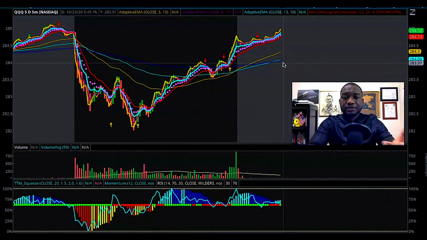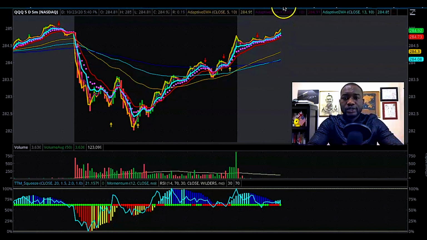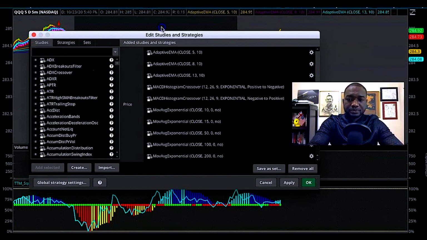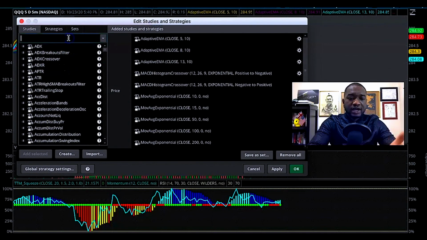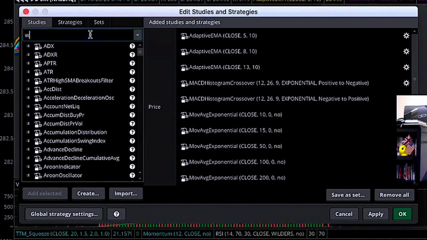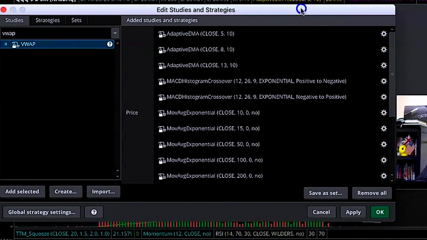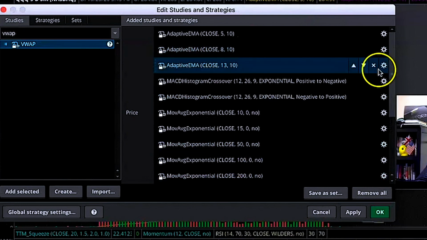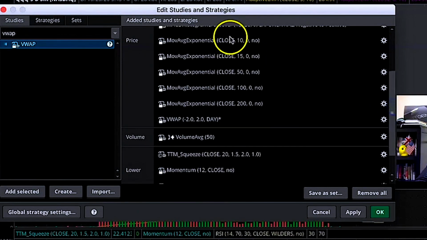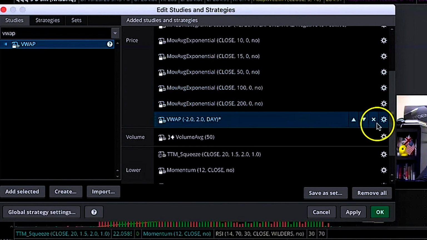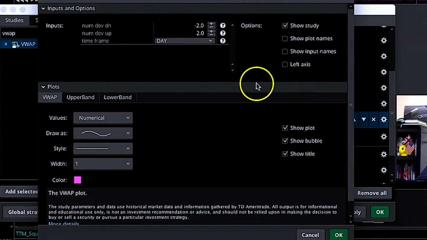To actually add it onto your chart, you go to studies, edit studies right here. You click on that, and then right here we type in VWAP, and it shows up. You double tap it, and once you double tap it, it gets added into your studies here. Then you click on it, as I'm doing here.